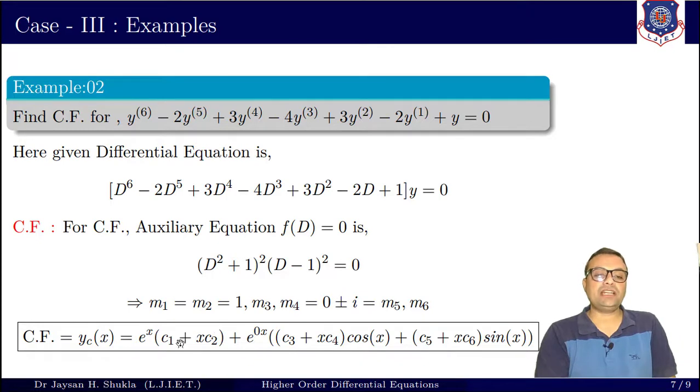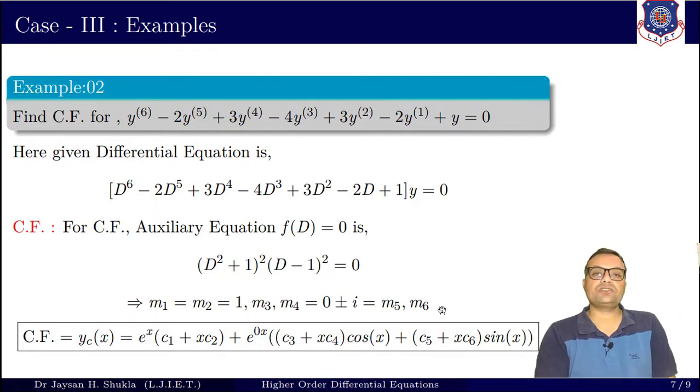I am writing my first component for real repeated roots, so I am following case number 2. It is e raised to 1 into x, into (c1 plus x c2). This is due to the repetition of the real root. And for the complex roots, I am taking e raised to 0x, in brackets (c3 plus x c4) cos x plus (c5 plus x c6) sin x. So here 1 is beta and 0 is alpha. Alpha is always with the exponential, beta is always with cosine and sine, and as there is a repetition of the root, we are taking c3 plus x c4, c5 plus x c6.